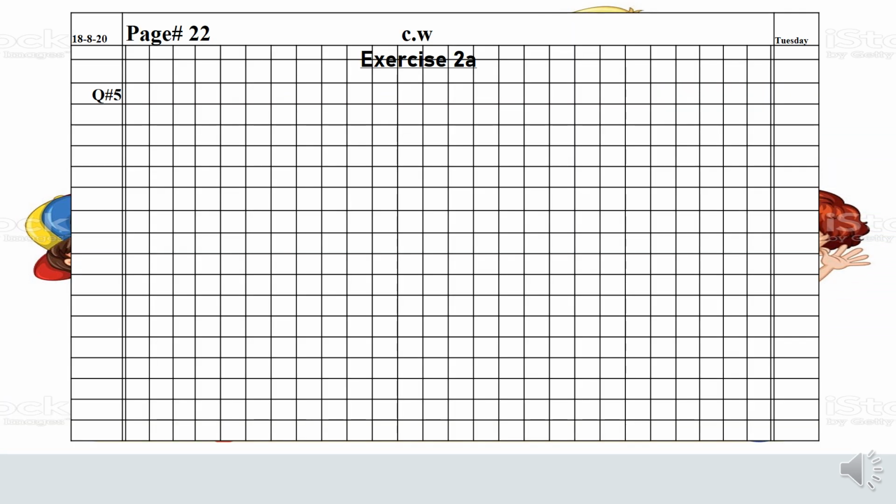Now let's do question number 5 from exercise 2a. You have to open your notebooks, draw margin lines on both of the sides, write down the date and day, and let's start question number 5. Question number 5 is, which of the following numbers are divisible by 3? As I have told you in the previous divisible by 2 video, you have to write the rule first. So first we will write the question, A part, that is 624.